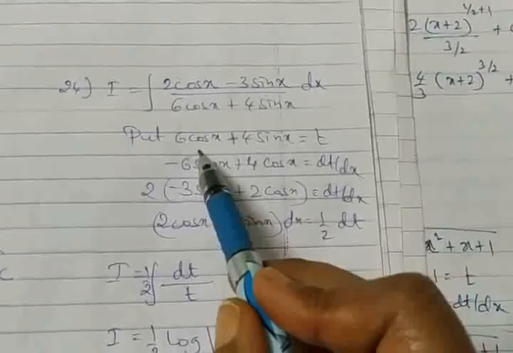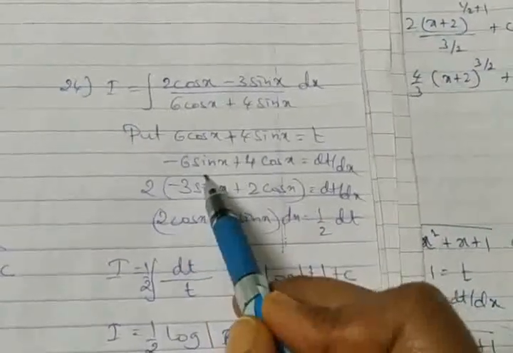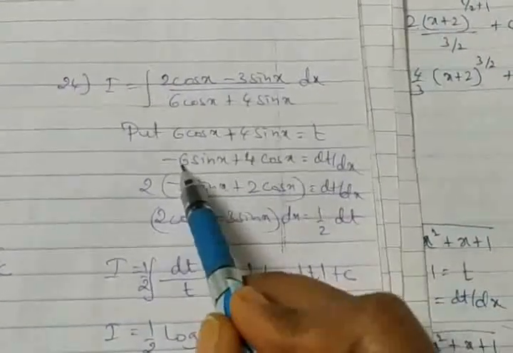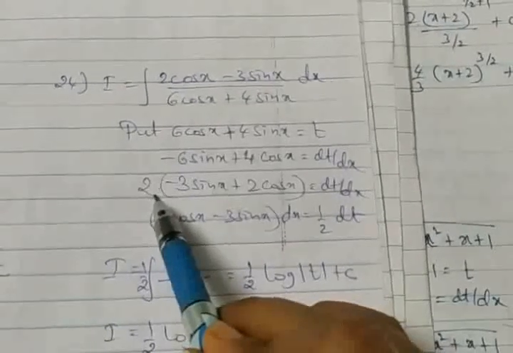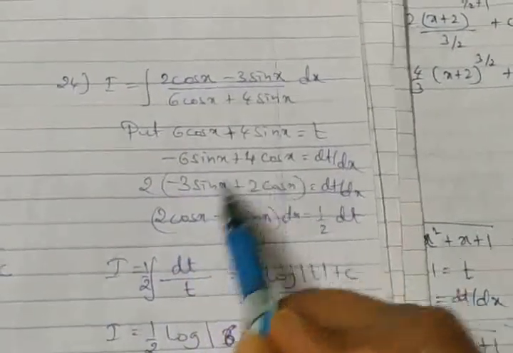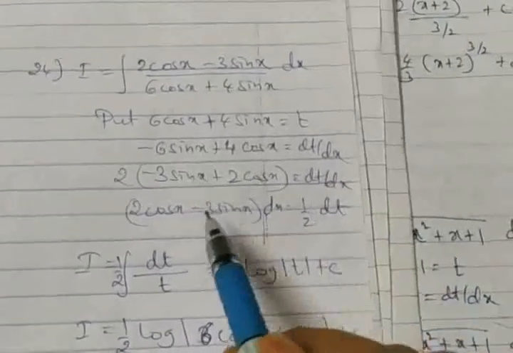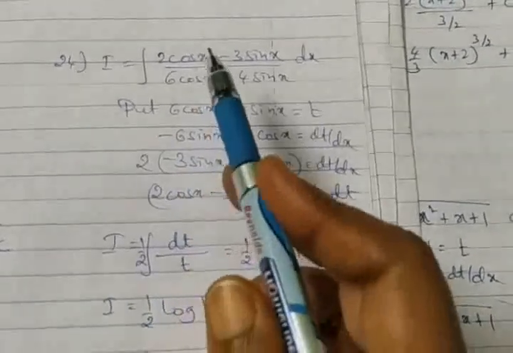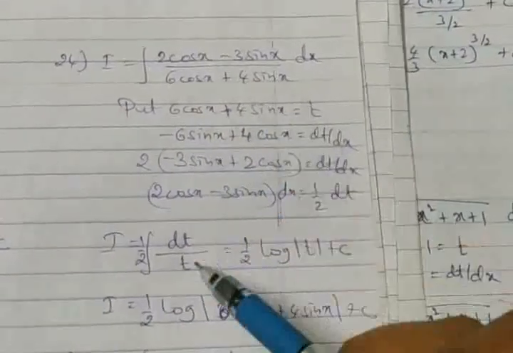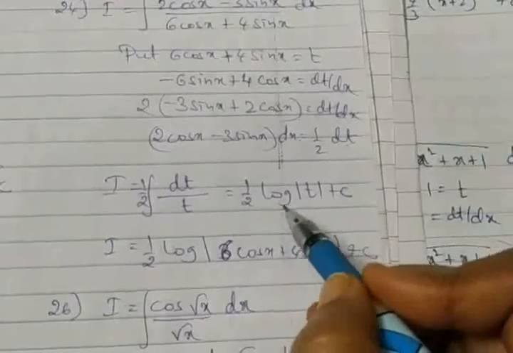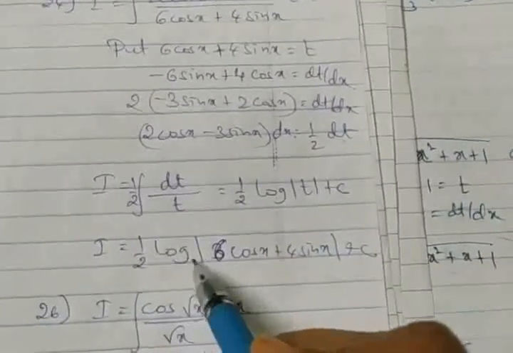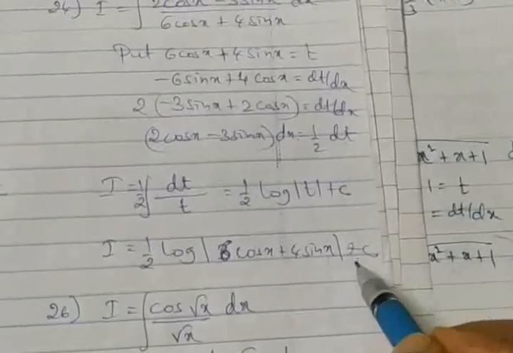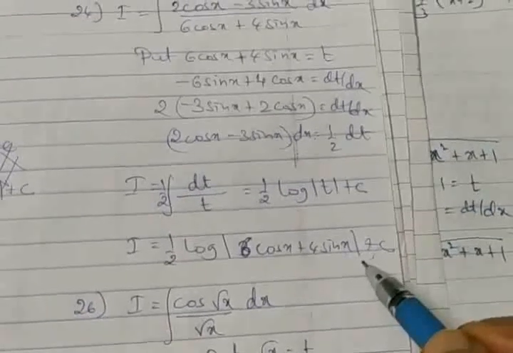So the denominator, differentiation I should say, gives minus 6 sin x plus 4 cos x equal to dt by dx. In the whole term I find 2 common, which I have taken out. We are left with minus 3 sin x plus 2 cos x is equal to dt by dx. So the numerator can be replaced very well with half of dt. So back to I, we have half integration of 1 by t, which fulfills the requirement: 1 by 2 log mod t plus c. We have 1 by 2 log mod of t, replace it back. We find 6 cos x plus 4 sin x plus c should be the answer for the 24th question.